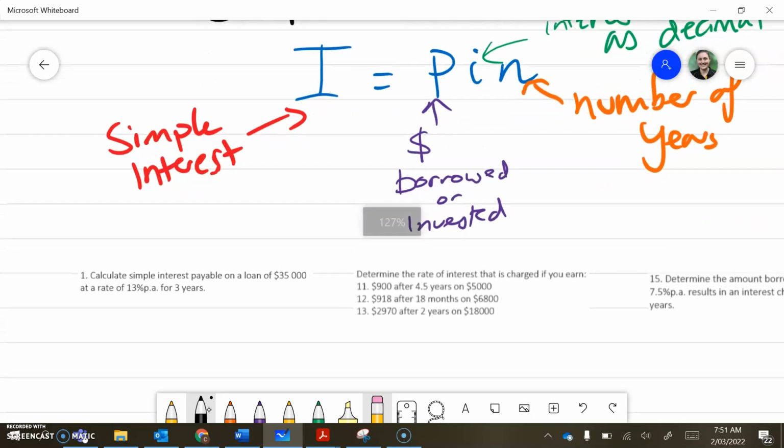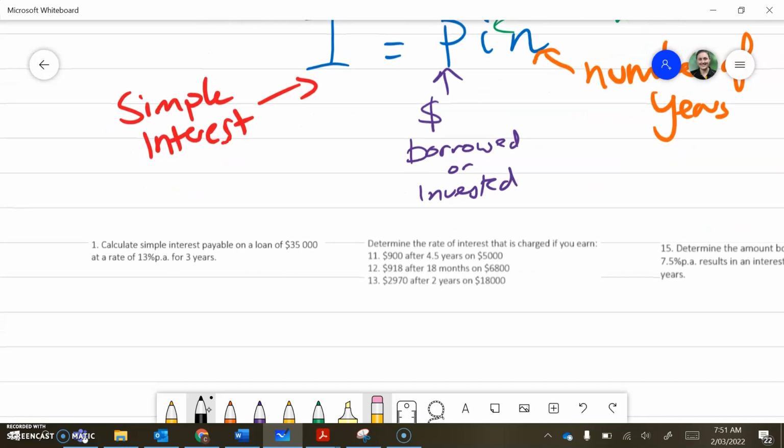So question 1 here says calculate the simple interest payable on a loan of $35,000 at a rate of 13% per annum for 3 years. So first thing, as soon as I see that this is a simple interest question, I write down my formula. So I equals PRN.